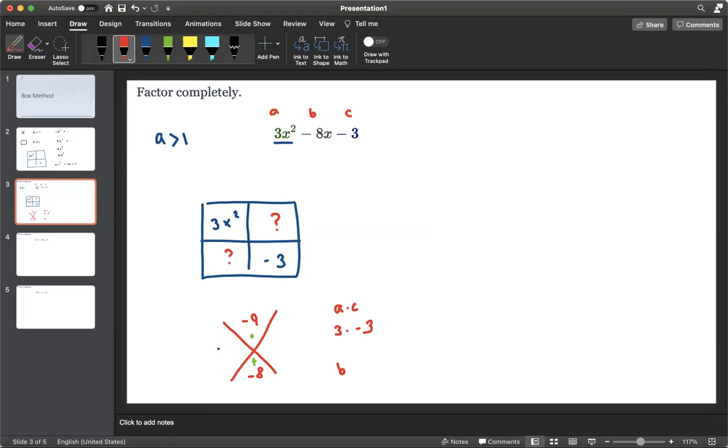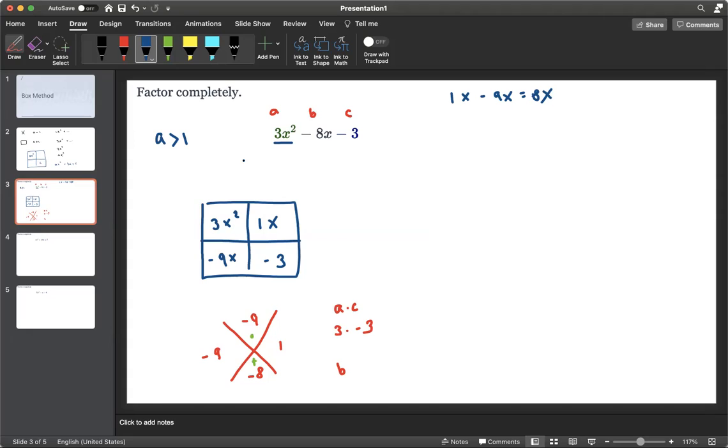We think really hard and come up with -9 and +1. So that means in this box over here, we are now going to use x, or 1x, and then we have -9x. And the reason why it is x is because we have 1x minus 9x is equal to -8x. That is why we add an x here.